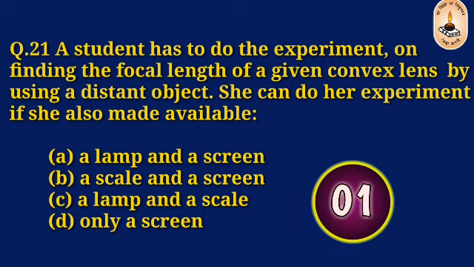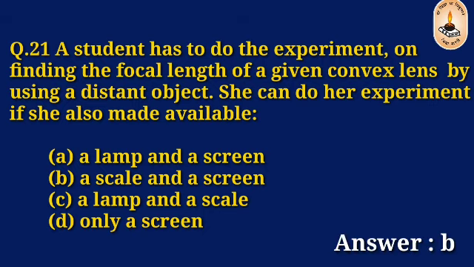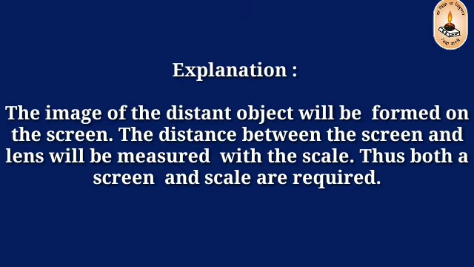The right answer is B, a scale and a screen. Explanation: The image of the distant object will be formed on a screen. The distance between the screen and the lens will be measured with the scale.